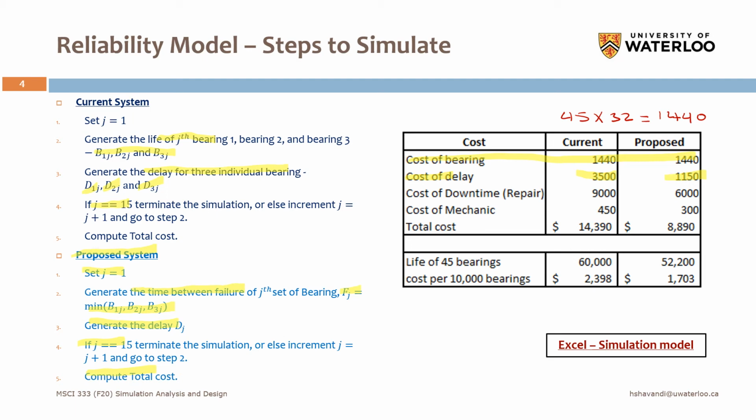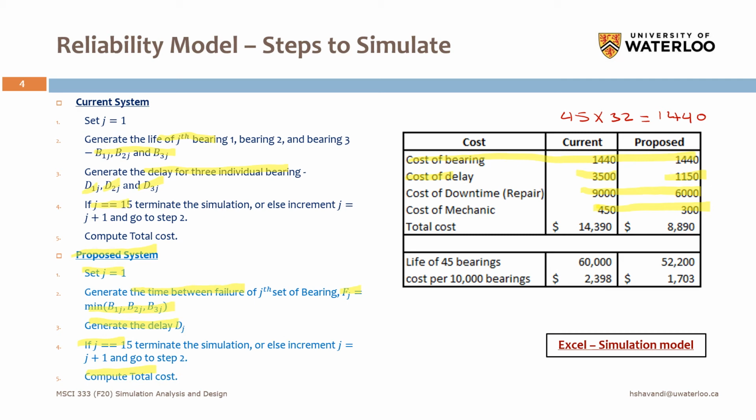And also the cost of downtime, right? Again, they should be different. And the cost of mechanic, again, since we have actually less time in the proposed system in order to have the mechanic, so again, the cost of mechanic will be smaller, lower in the proposed than the current one, right?